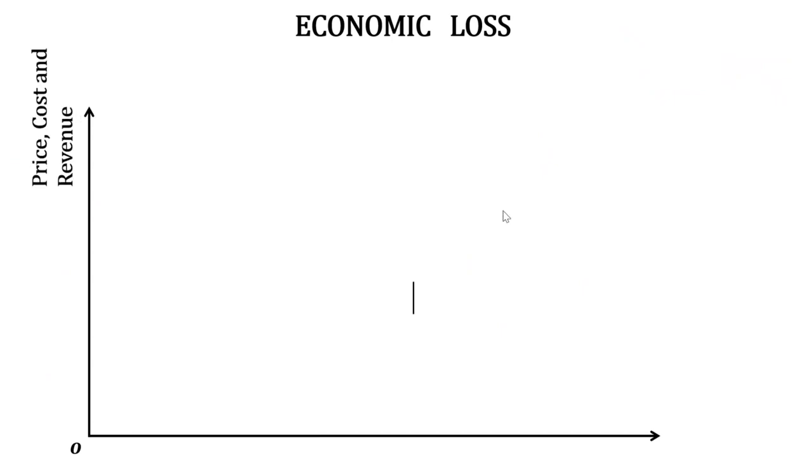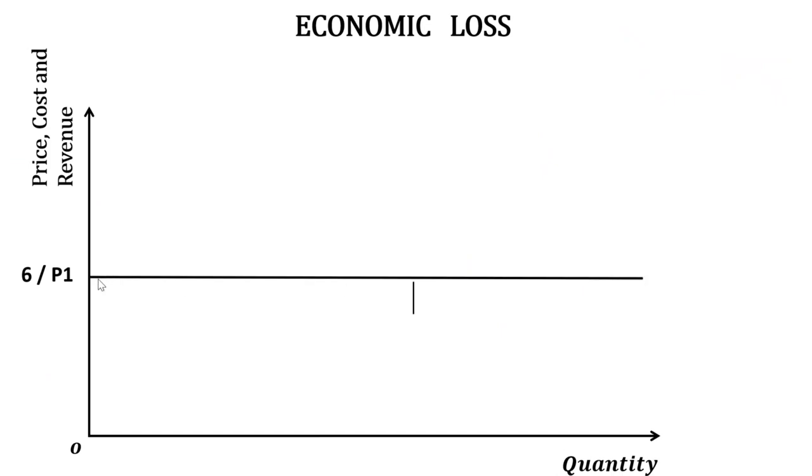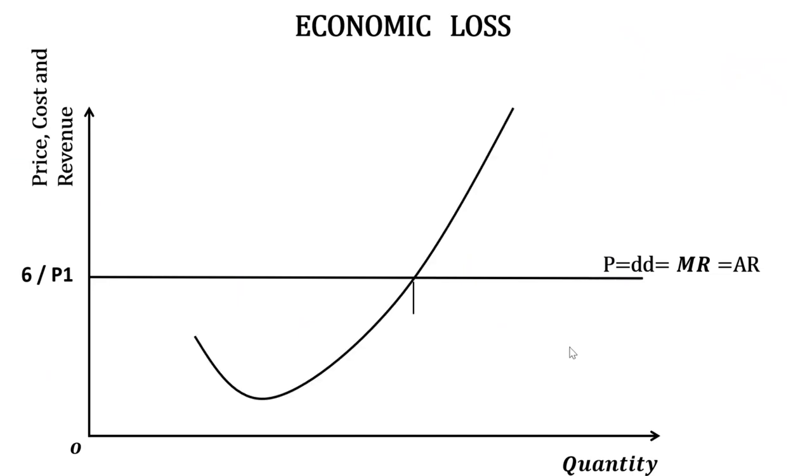Let's look at economic loss. Now again, we are going to use the graphs. Again, the vertical, horizontal, the zero, the labeling: price, cost, revenue, and the labeling of the horizontal X as quantity. This is also your demand curve, marginal revenue curve, and average revenue curve. So these are the three curves. And now we draw the marginal cost curve. Again, it is descending and then goes upwards.